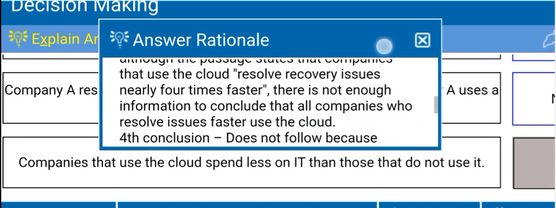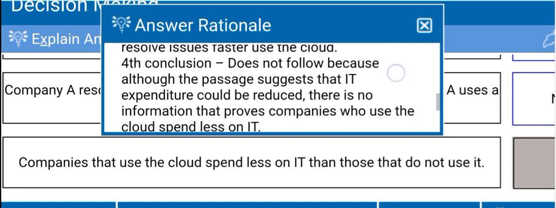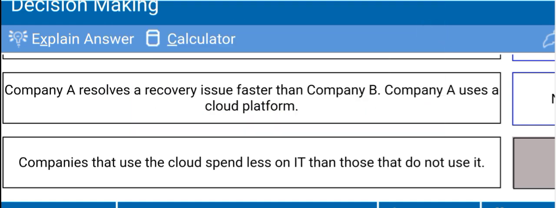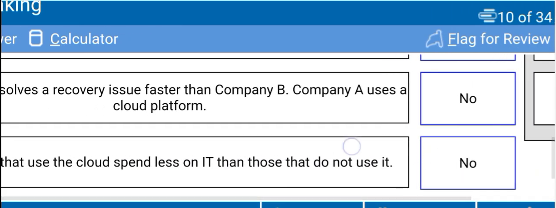Fourth conclusion, which says that companies that use the cloud spend less on IT than those that do not use it. It does not follow because although the passage suggests that IT expenditure could be reduced, there is no information that proves companies who use the cloud spend less on IT. So again, the fourth conclusion does not follow, so we will drop a no in front of it.